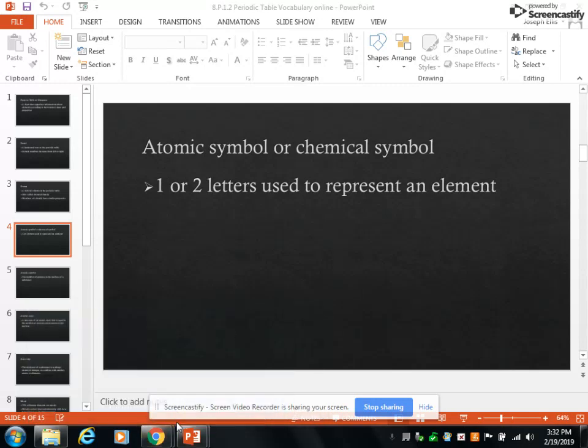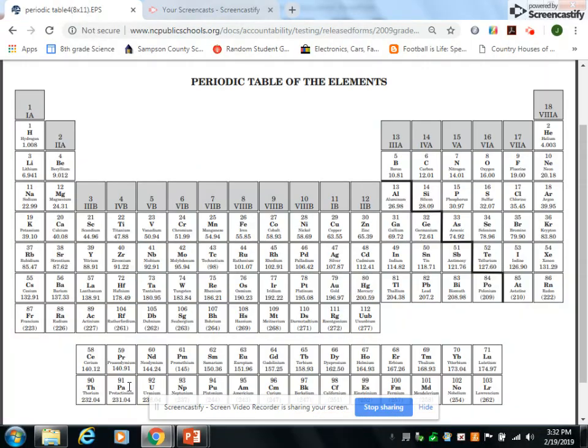Okay, our atomic symbol, and I'm going to go back to this right here. The atomic symbol is, of course, the letter. Now, you notice some letters, oxygen's O, fluorine's F, nitrogen's N, carbon's C. That's easy. But sometimes it's not always like that. For instance, let's find gold. Gold is right here, number 79. It is Au. It's not actually G.